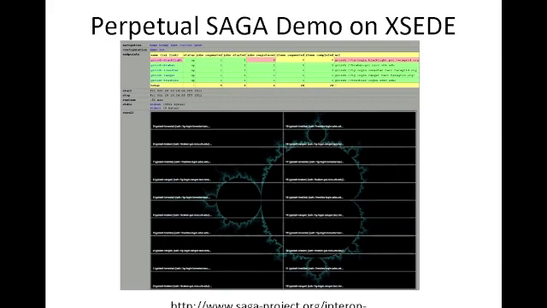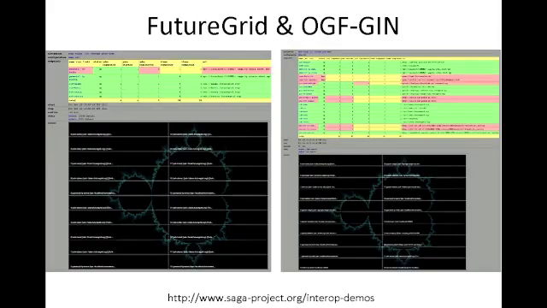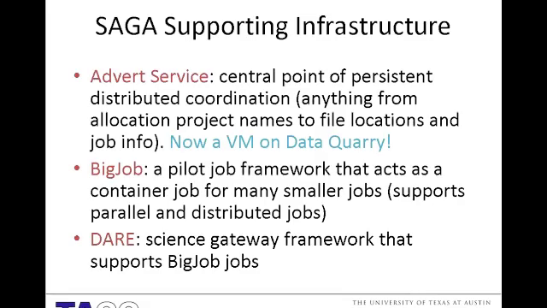This is a screen capture of one of the Saga demos. This is a perpetual demo running on XSEDE, in this case, Blacklight, Kraken, Lone Star, Ranger, and Trestles. It also runs on FutureGrid and the OGF GIN.